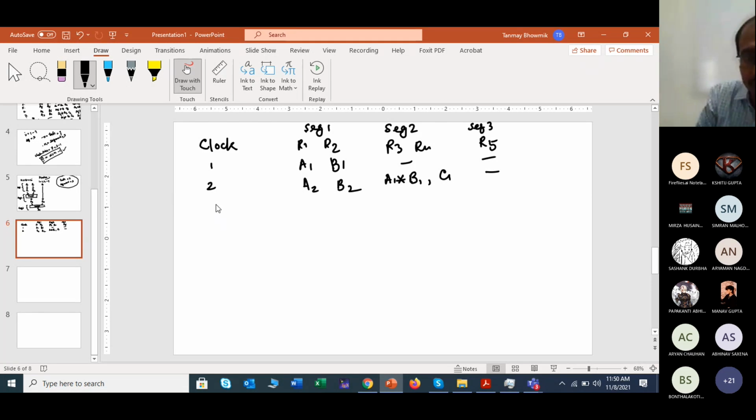Now if you think about the third pulse, A3, B3. Here it will perform A2 multiplied by B2, then C2. And what will be done here? Here the final addition will be done. That means here you can write A1 multiplied by B1 plus C1.